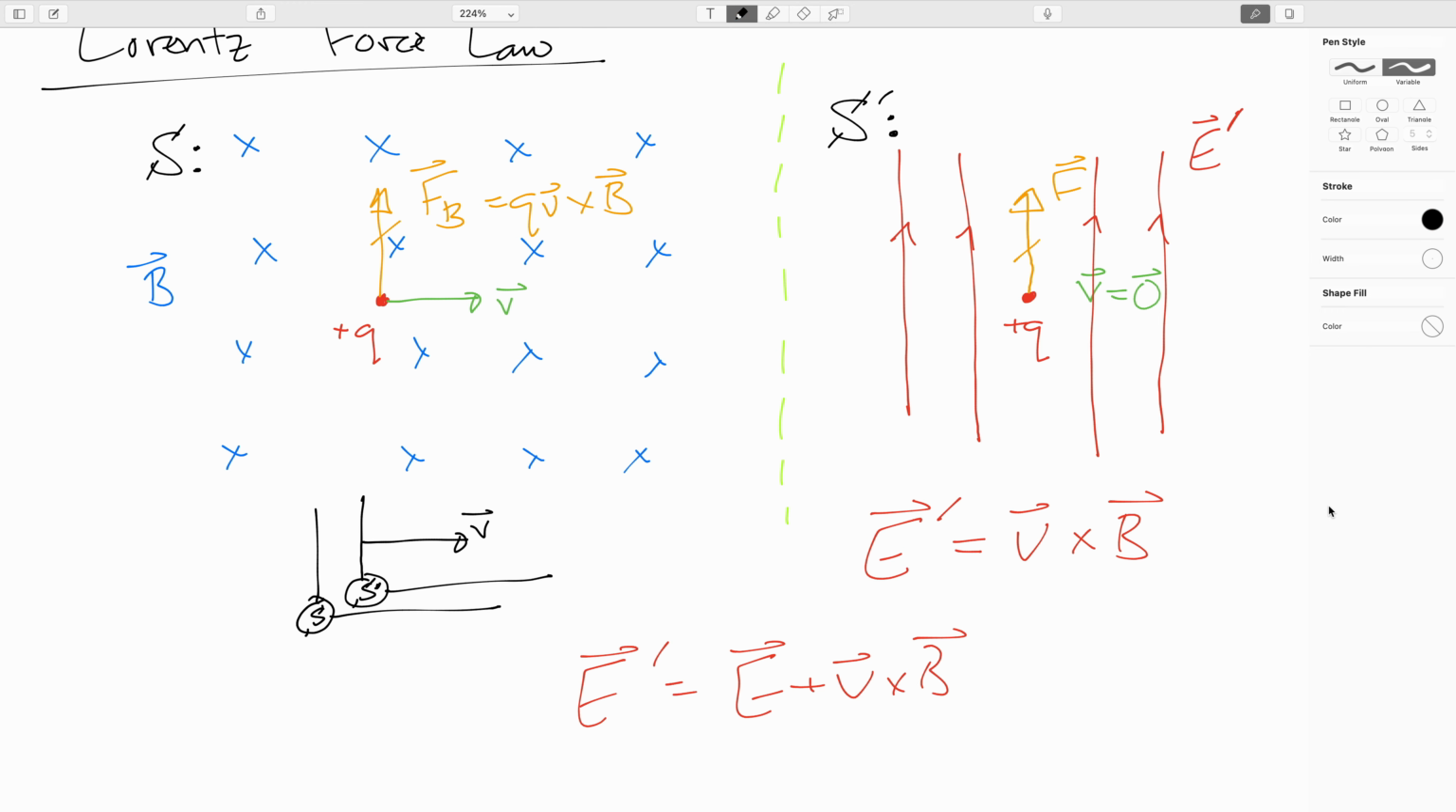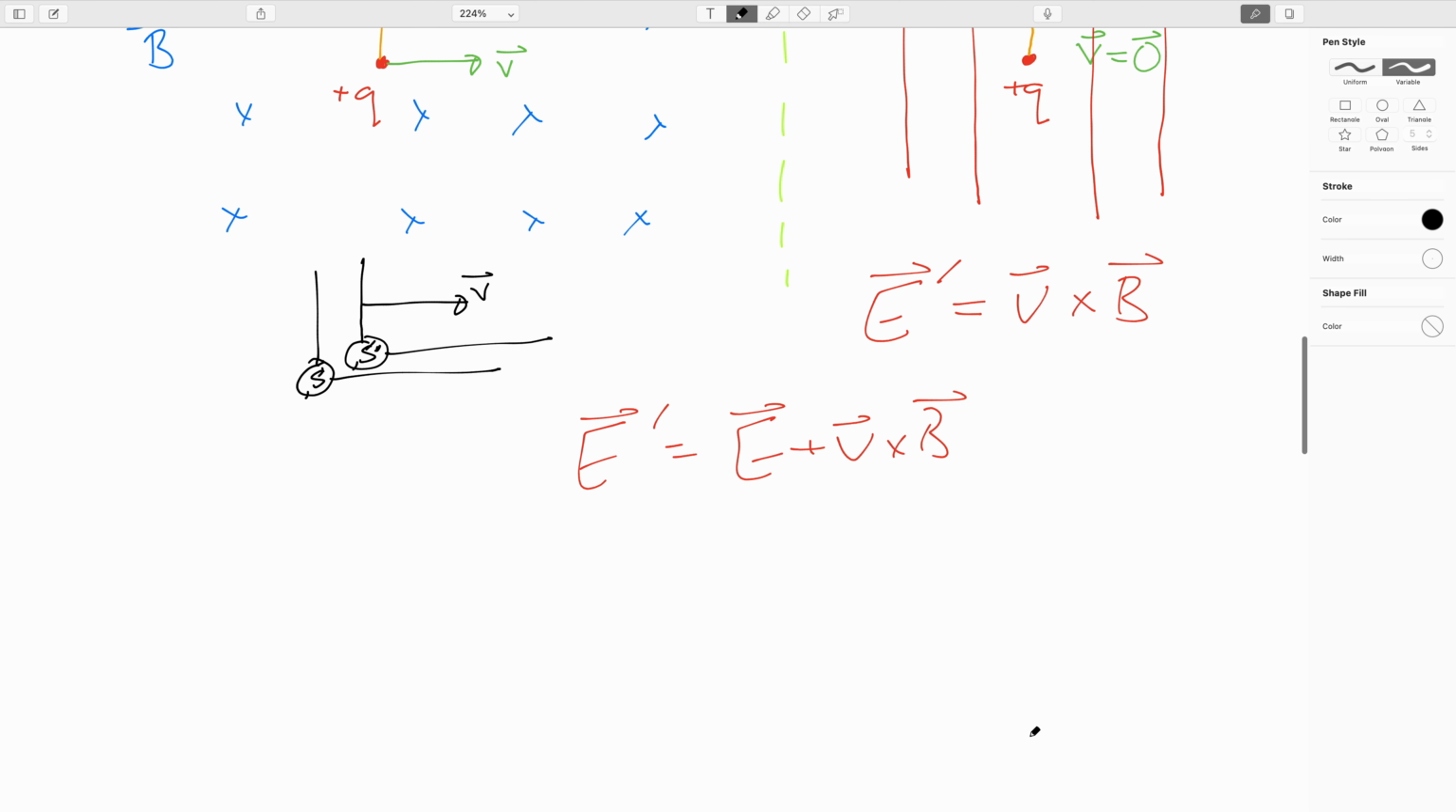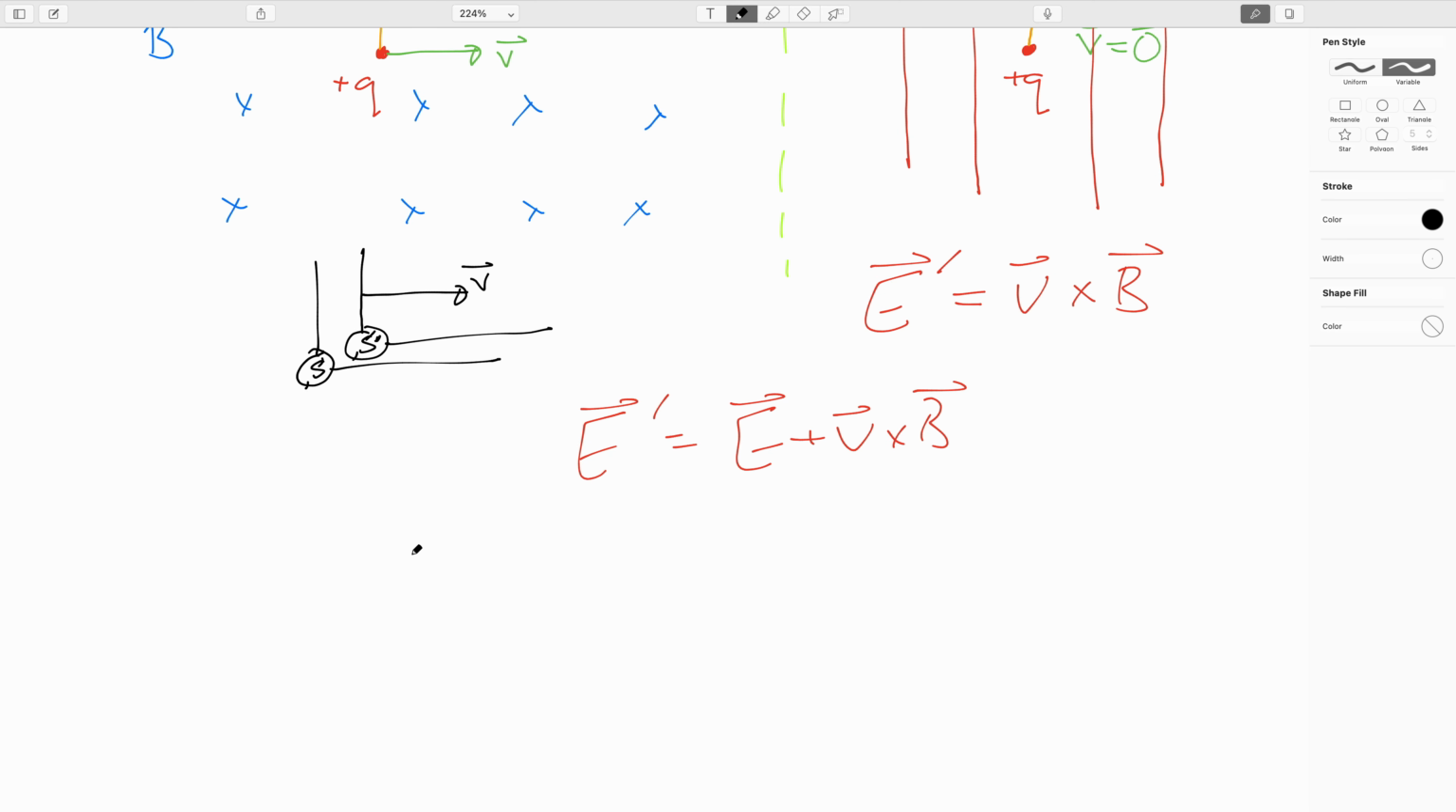This gives rise to our Lorentz Force Law. So the combined electromagnetic force, and I'm going to put it that way, acting on a charged particle is equal to Q times (E plus V cross B).